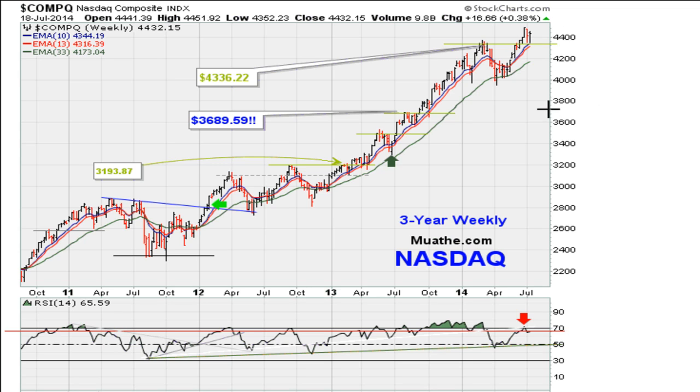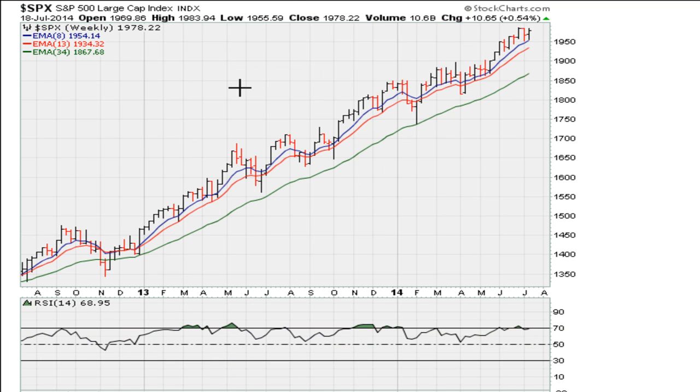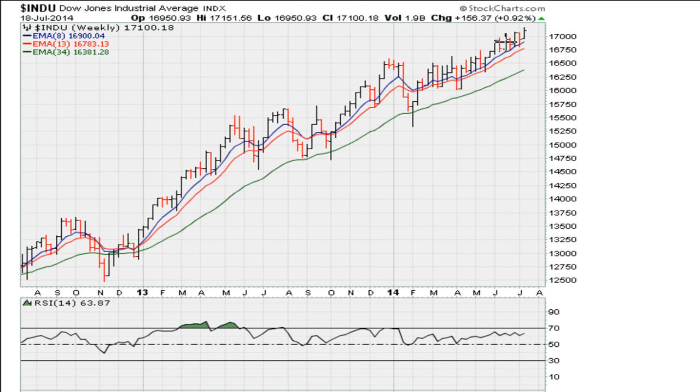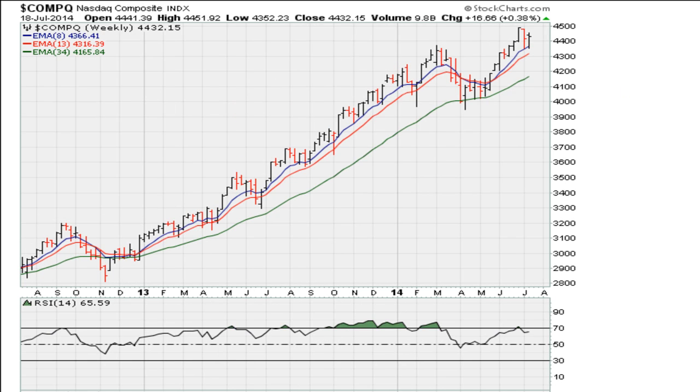In fact, I forgot to share with you the closing prices for the week. Let's do that. S&P 500 for the week was up 0.54%. Surprise, surprise. The Dow for the week was up 0.92%. Another surprise after what seemed like was going to be a down week. And we see that the Nasdaq was up 0.38%.